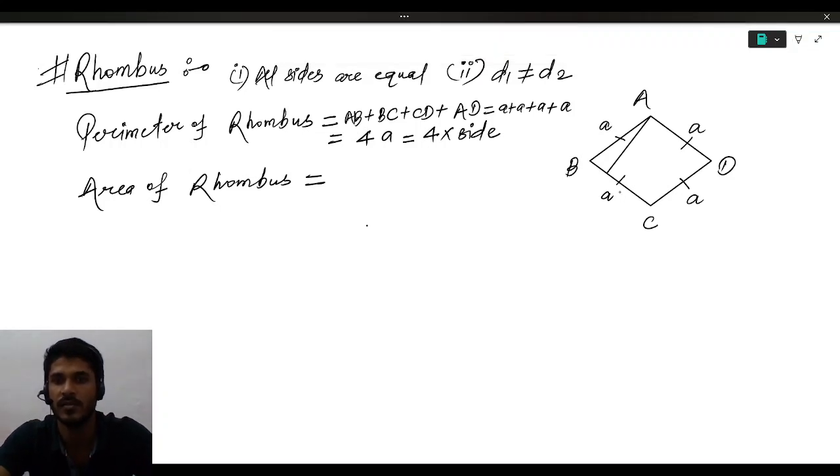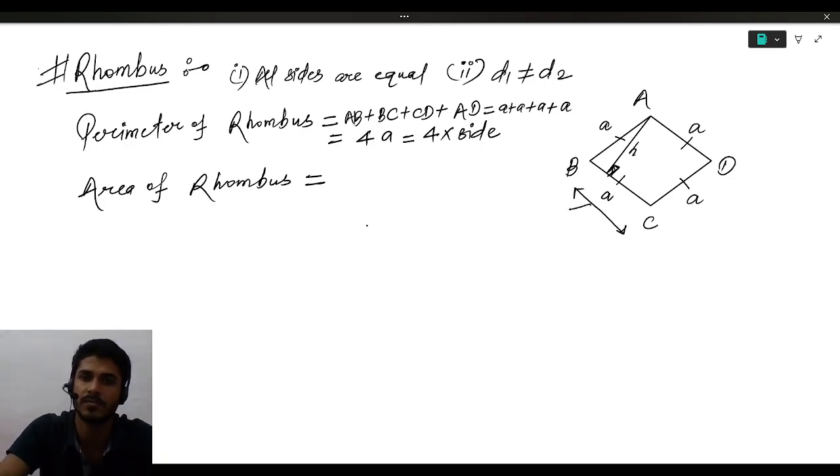So this line is perpendicular to the side BC. So this is simply perpendicular, and this we say as height. It is height, and this is base in this case. This is base and this is height. So area of any rhombus is simply base into height.